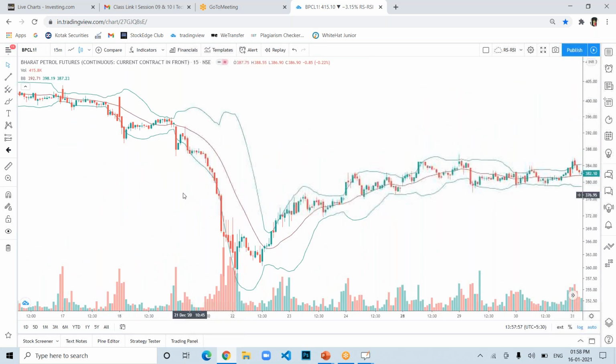Excuse me. So look at the 15-minute chart. I can clearly see one more example. See, yes, Sunil ji, 15-minute chart will be volatile. So the risk reward ratio might not be very favorable.